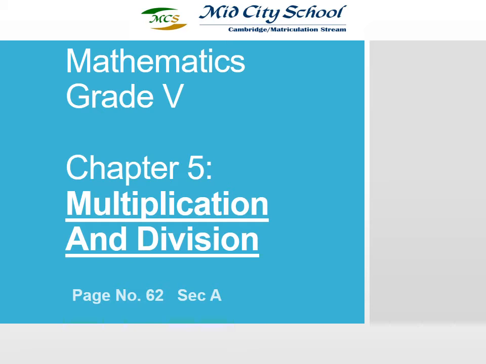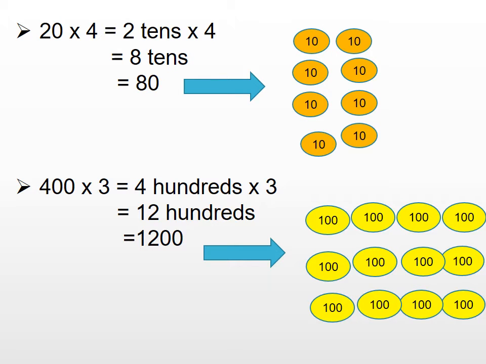So let's begin. What is multiplication? When you multiply any two numbers, you get the product, which is the answer of your multiplication. Whenever you are multiplying two or more numbers, the answer you get is called the product. So here, if I am multiplying 20 by 4, what is 20? 20 actually means two tens, right? 2 tens multiplied by 4.